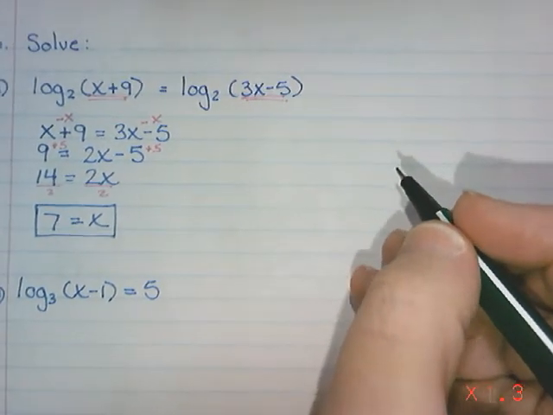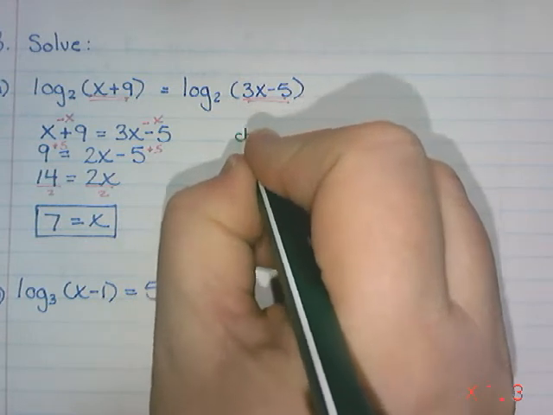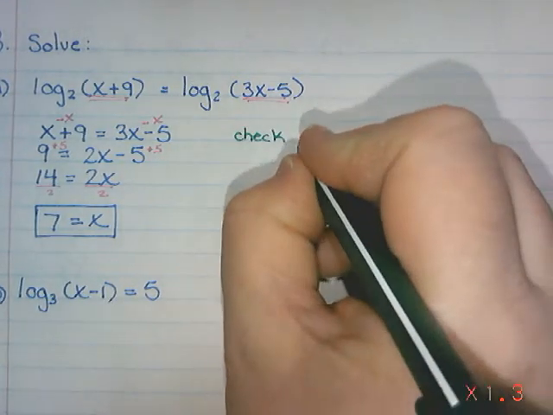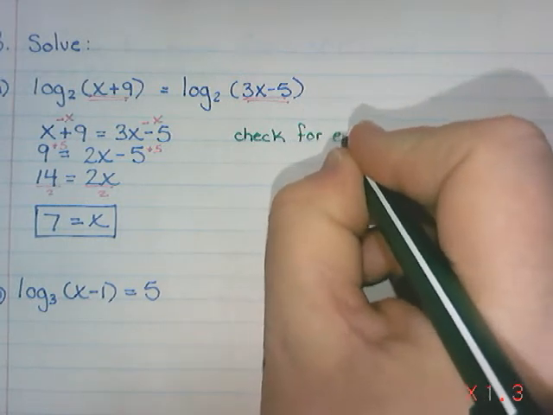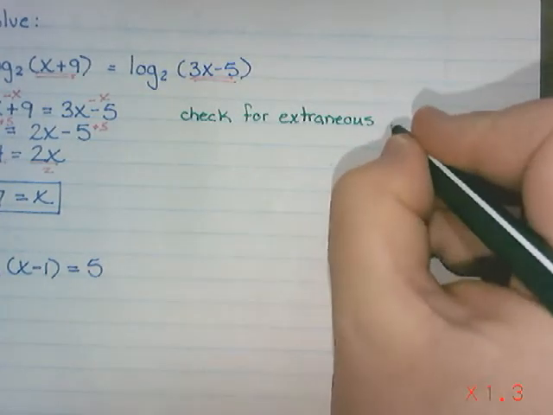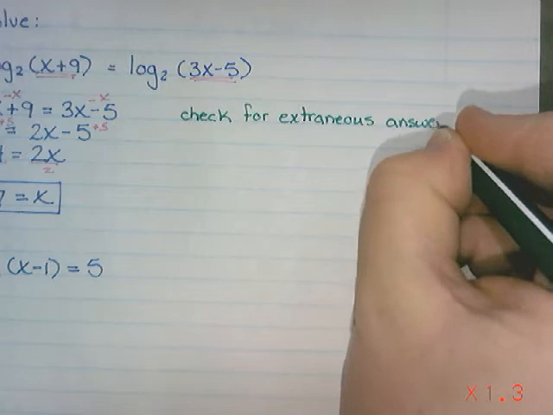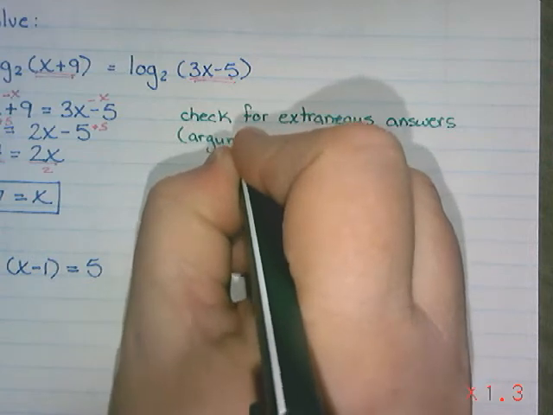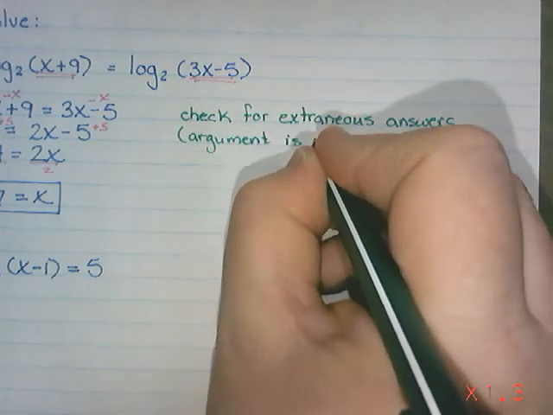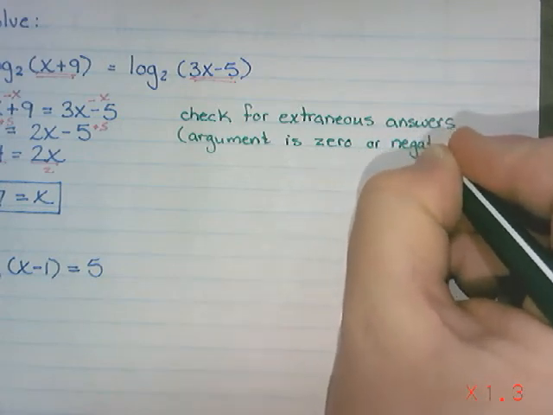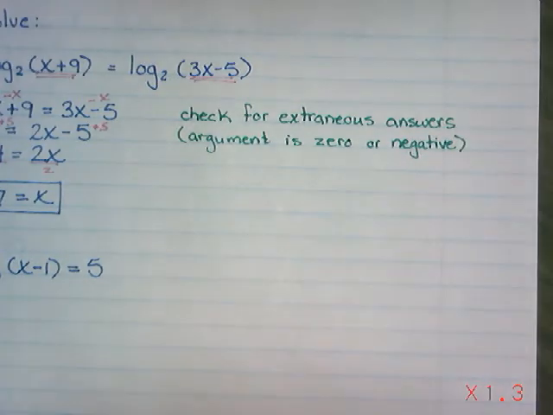So I often don't actually write the checks down. I just do them on my calculator, and if it's okay, I move on, and if it's not, then we cross it out. But because it's our note, I am going to write it down. So I'm going to check for extraneous answers. And that really just means that the argument is 0 or negative. And you cannot take the log of a negative number or a 0.